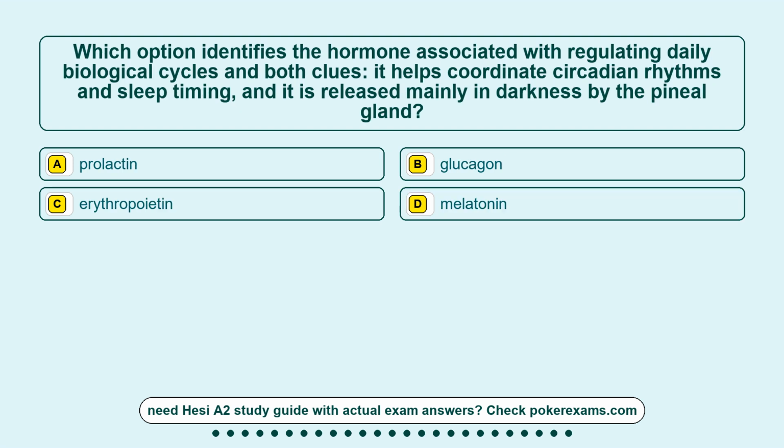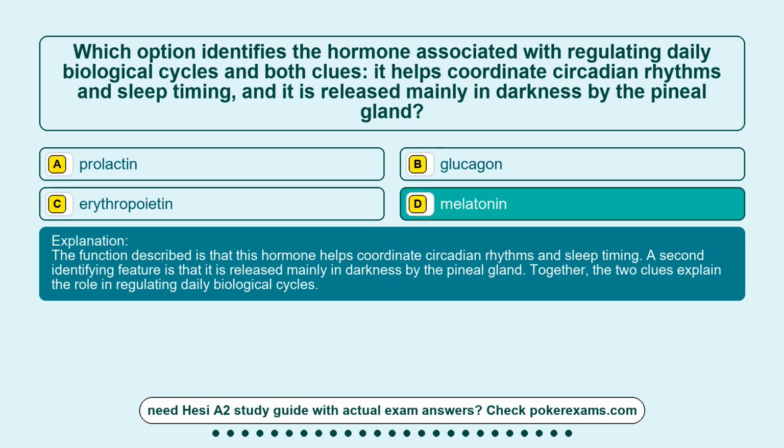Question 12. Which option identifies the hormone associated with regulating daily biological cycles? In both clues, it helps coordinate circadian rhythms and sleep timing, and it is released mainly in darkness by the pineal gland. Option A, prolactin. Option B, glucagon. Option C, erythropoietin. Option D, melatonin. The correct answer is option D, melatonin.